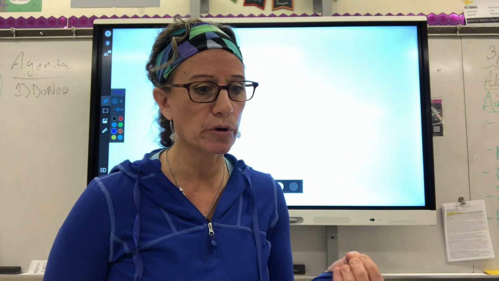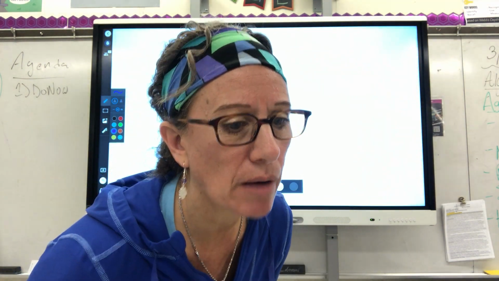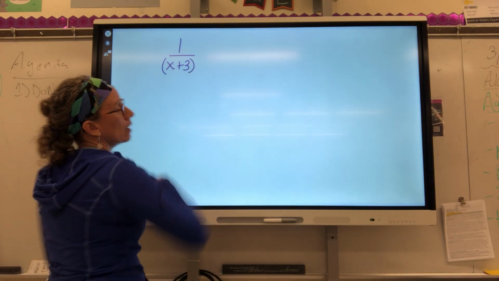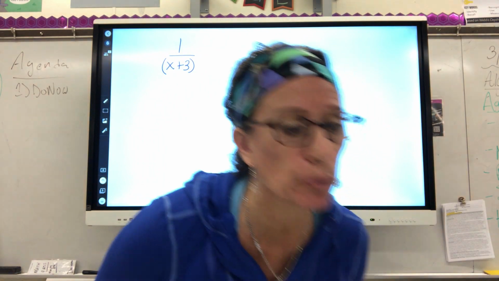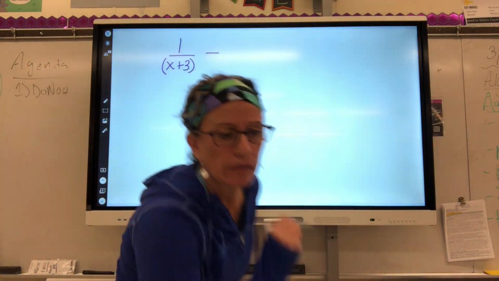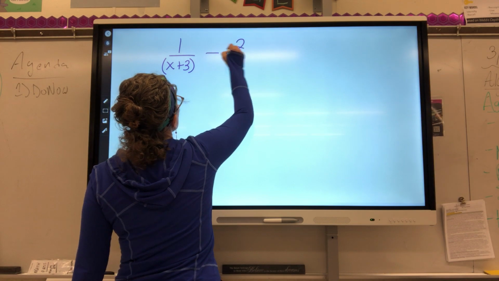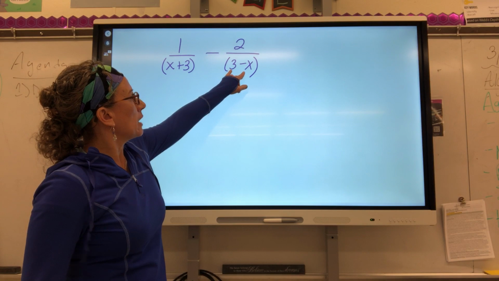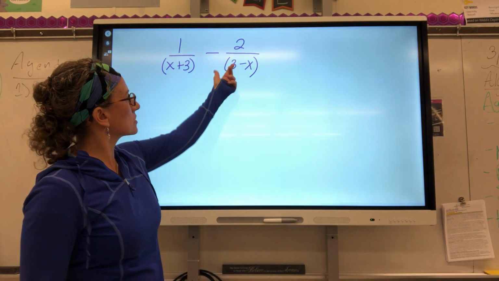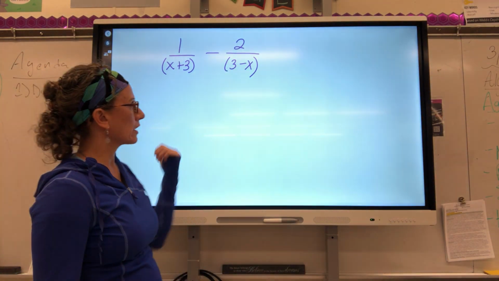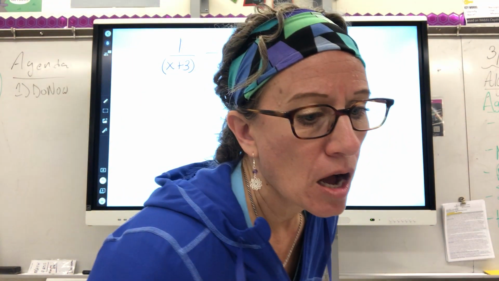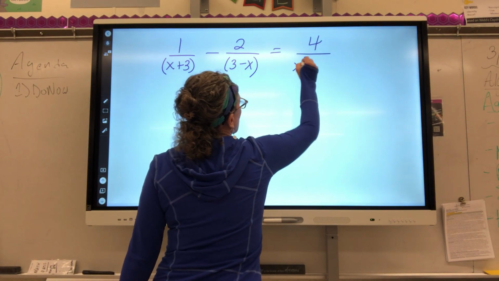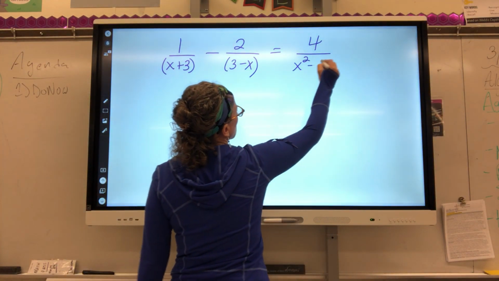So we're going to have to come up with our least common denominator. So our problem is 1 over (x plus 3). Trap it immediately as you're writing it with your parentheses. Minus, I think that says a 2 over (3 minus x). Ooh. Keep in mind what happens when you reverse a binomial. You factor out a negative. Remember that. And equals 4 over x squared minus 9. Of course it is, minus 9.